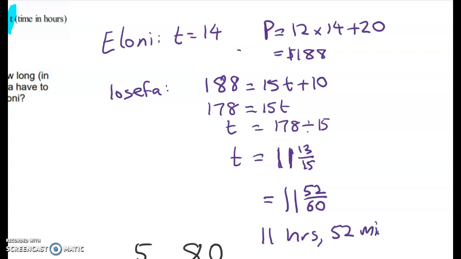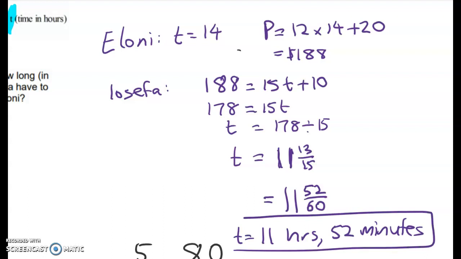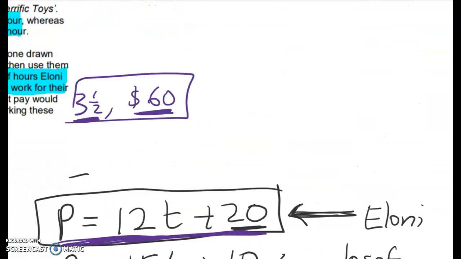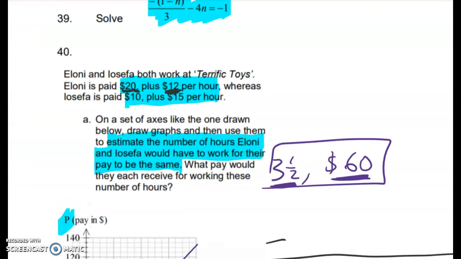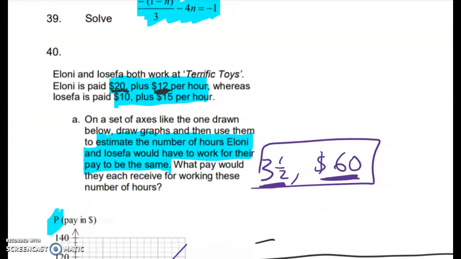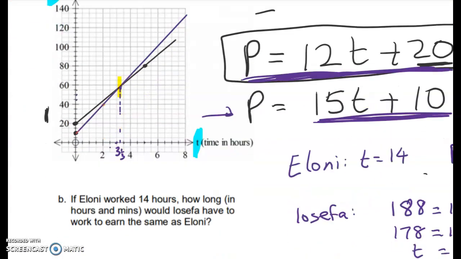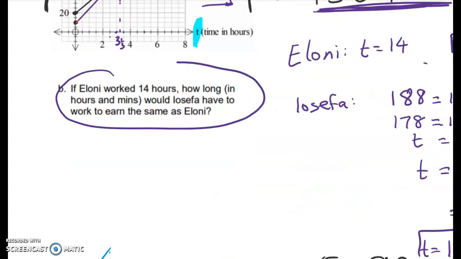So it's a very precise answer. So that's how long Eloni has to work for. Sorry, that's how long Josefa has to work for their pay. Wrong question. Okay, Eloni works 14 hours, so he earns $188. Josefa doesn't have to work as long to earn $188. He has to work 11 hours and 52 minutes.